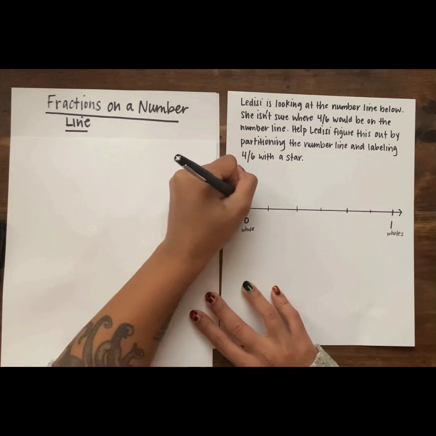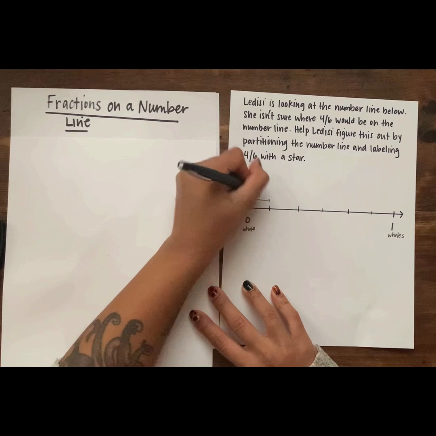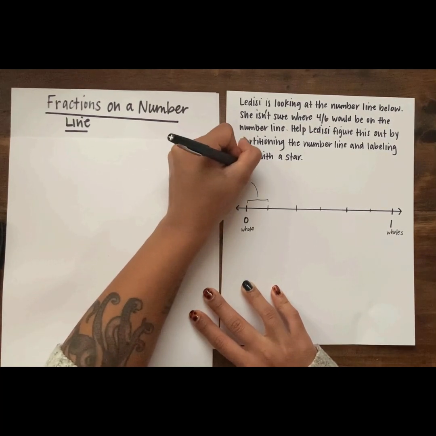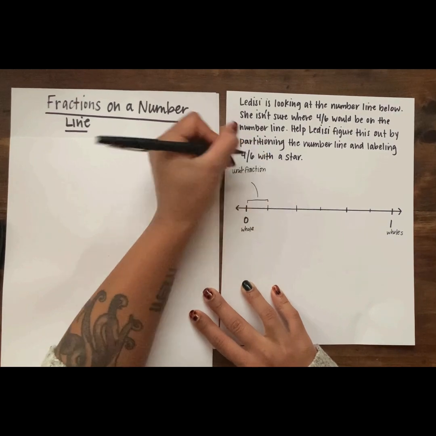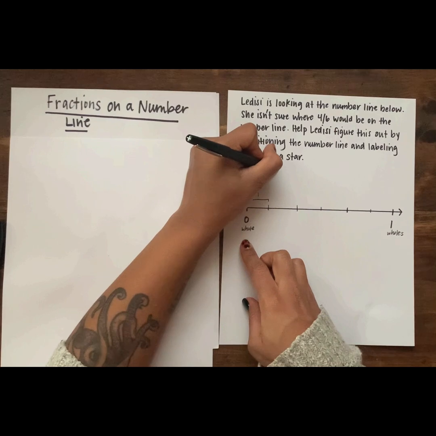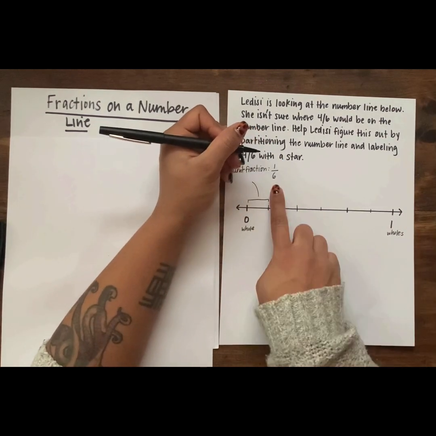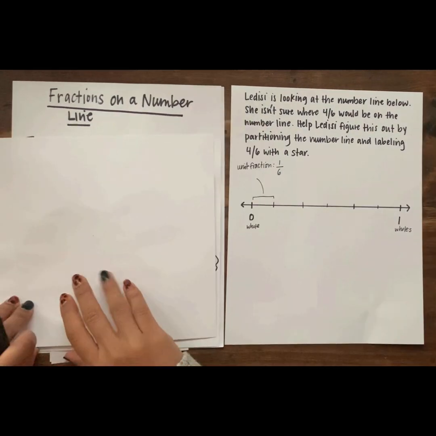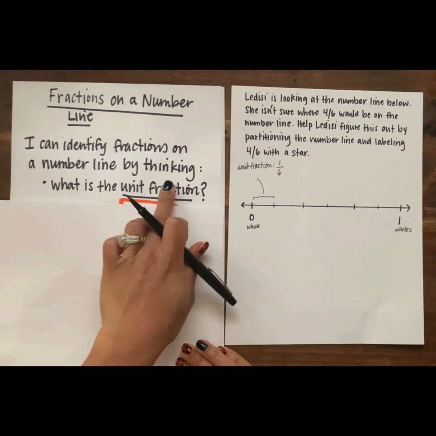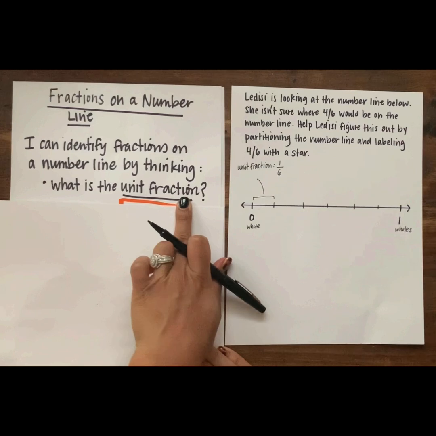That's right. I heard you say the unit fraction is 1/6. The unit fraction is 1/6 because we know that we're referring to just one part out of the total number of parts in one whole, which was 6. Great mathematicians can always identify fractions on a number line by thinking, what is the unit fraction first?